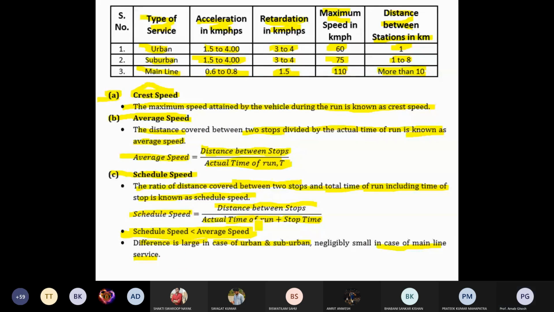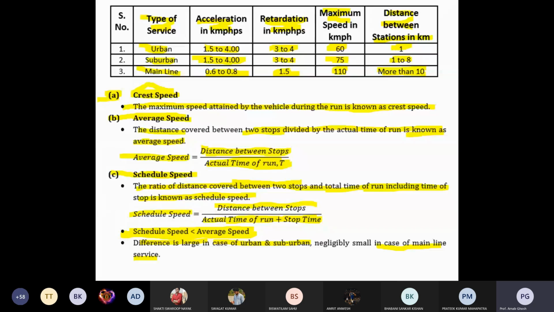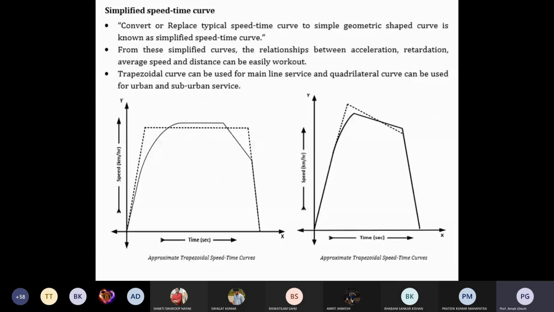So that is important. What are the most important factors for the calculation? The first is the factors affecting the schedule speed. What is the formula of schedule speed? Distance between the stops divided by actual time of run plus stop time. The schedule speed of a given run is affected by the following factors.